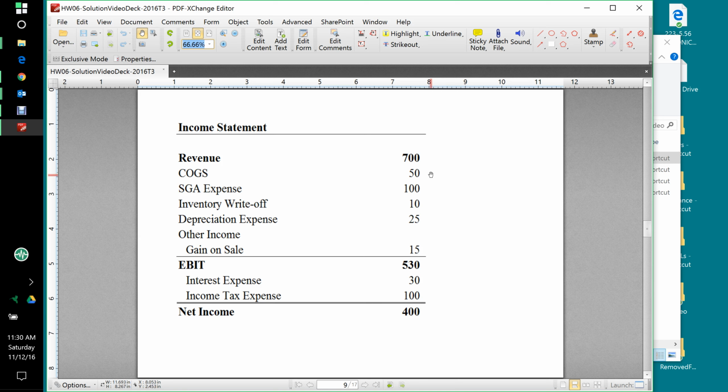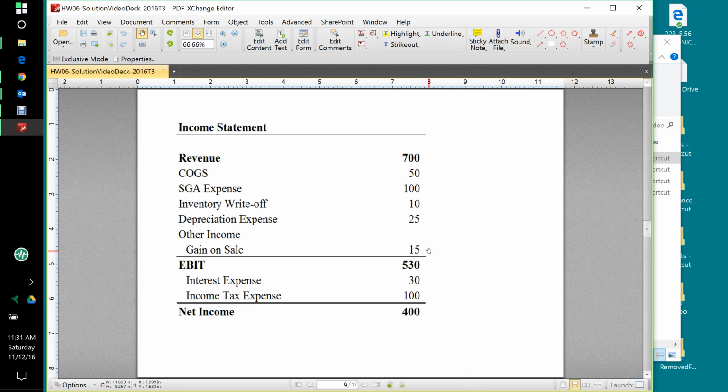So one of our rules is don't touch anything associated with inventory. That would include COGS and that would also include the inventory write-off. So we're not going to make any adjustments for either of those. SG&A, the other side could be cash, so we're not going to touch that. Depreciation, we do have to adjust, and we are going to adjust that with the change in net PPE associated with that, and that will effectively back out the impact of this non-cash line.